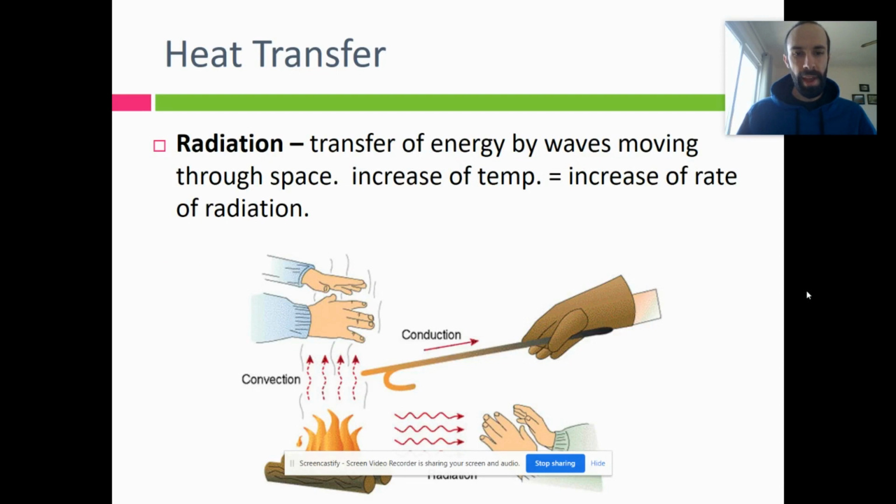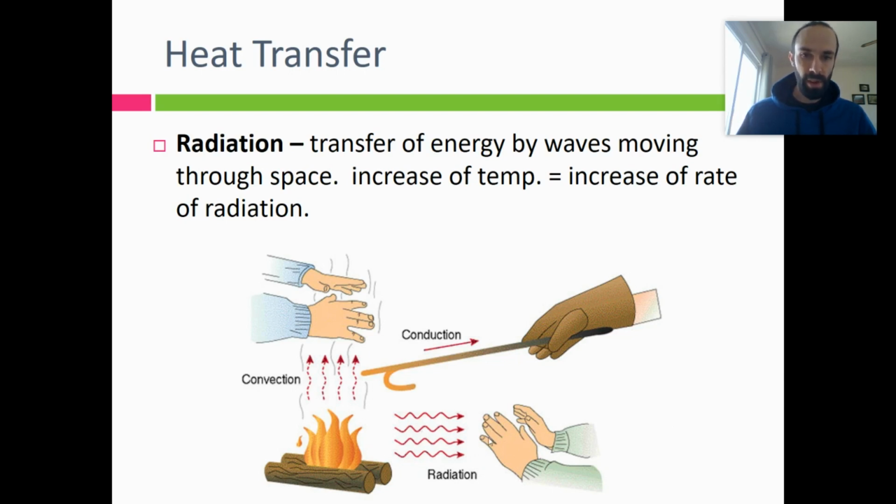Okay, last type of heat transfer is called radiation. Radiation, again, is the transfer of energy through space, it could be a vacuum, but through a space in general in all directions. So if you're standing off to the side of the campfire, you can feel that heat being transferred to you through space. Okay, so this is radiation here.